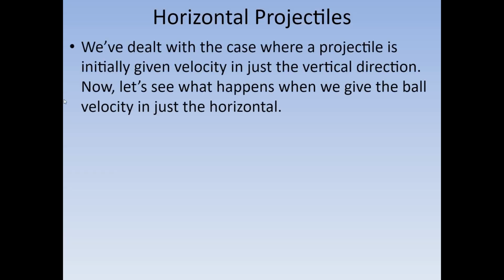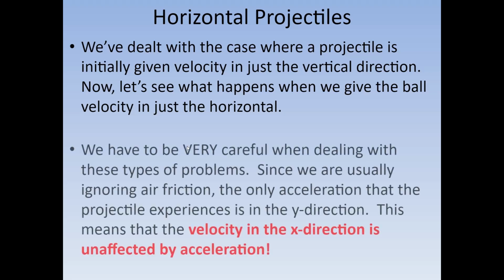Well, as the name implies, it's essentially when you give an object velocity only in the horizontal direction at first, and then you allow it to experience gravity and fall to the earth like normal. Here, we have to be very careful because motion in the horizontal direction is unaffected by motion in the vertical direction. What this really means, because the x and y directions are independent of each other, and this is not just true about horizontal projectiles but everything, is that the velocity that we give the object is not affected by the acceleration of gravity pulling it down.